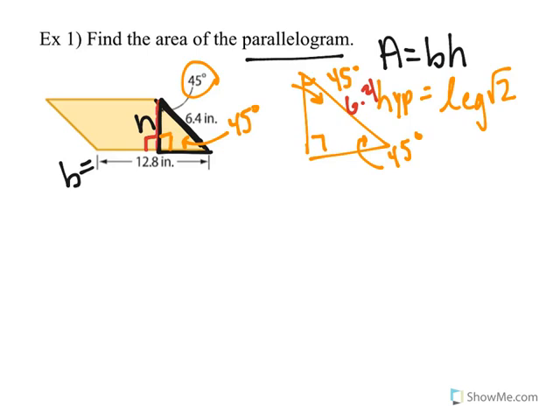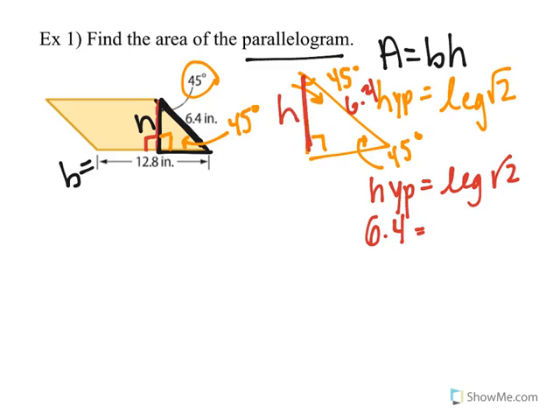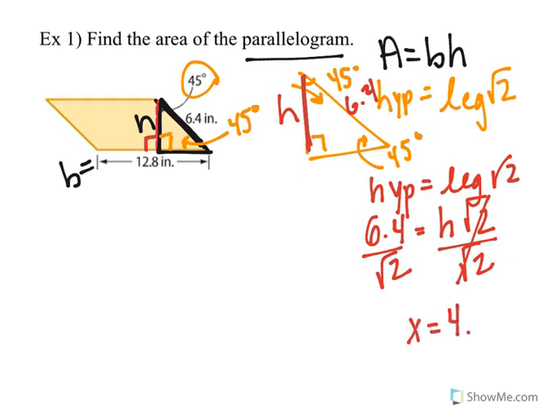So our hypotenuse, let me just write it down here, hypotenuse equals leg times square root of 2. Our hypotenuse is 6.4 equals, our leg is what we're trying to solve for because we're trying to find the height here. It's our height times square root of 2. Now how do we solve for H? Divide both sides by square root of 2. So 6.4 divided by square root of 2. I'm calling it H. In this case, H is 4.53. Okay, so that is our height.